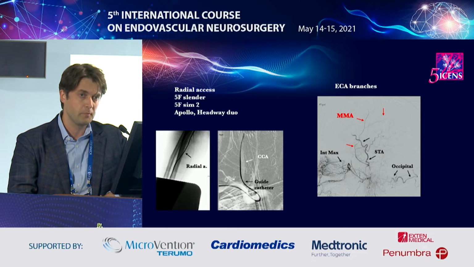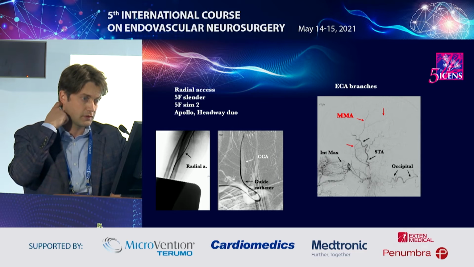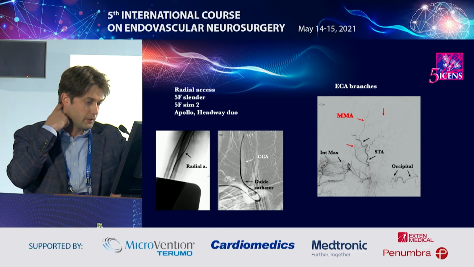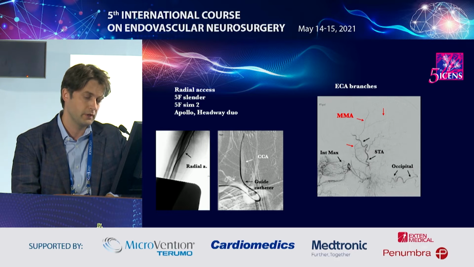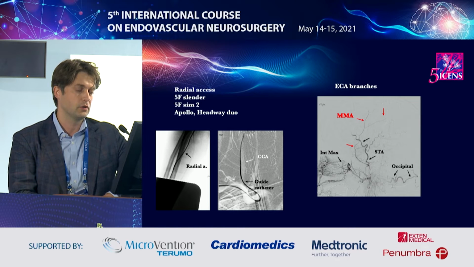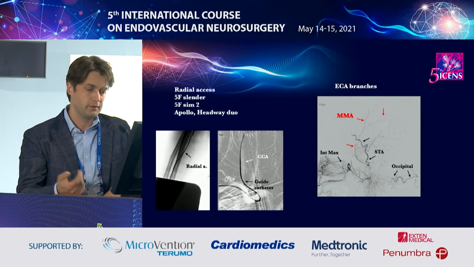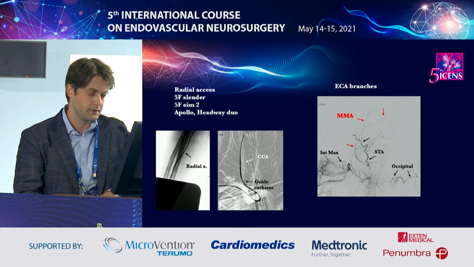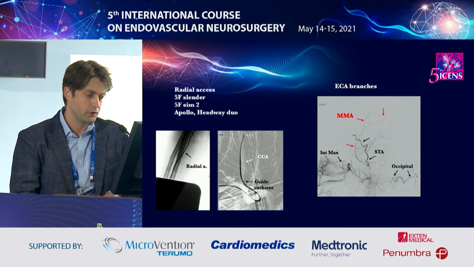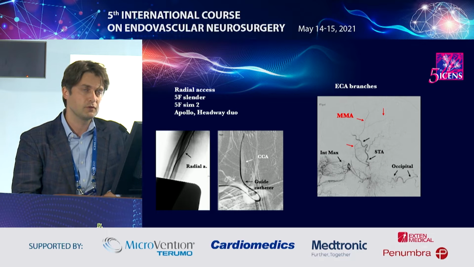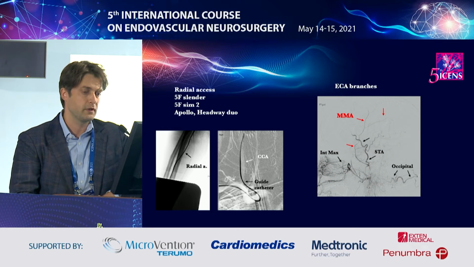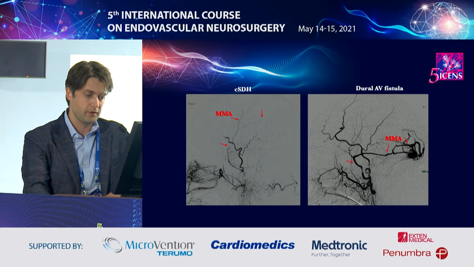And what do we need to perform this operation? We can use radial or femoral access. We choose the external carotid artery on the side that you want to embolize. We use a 5 French slender, 5 French catheter. We can use Apollo or Headway Duo.